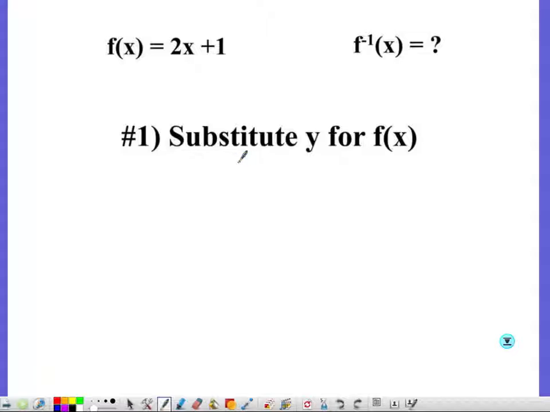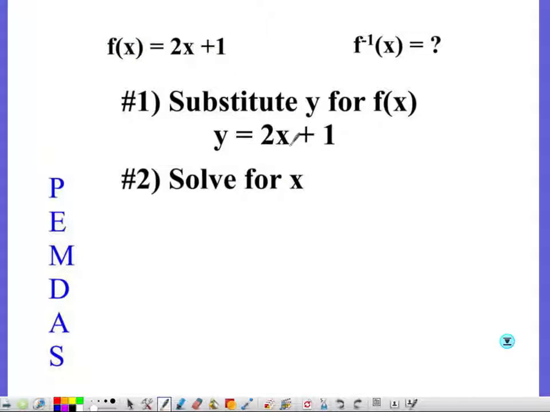Step number 1, substitute y for f of x. So basically you take f of x and replace it with y. y equals 2x plus 1. Pretty simple. We're ready for step 2, solve for x. So we're going to take y equals 2x plus 1, and we're going to focus on this side, solve for x using reverse PEMDAS.